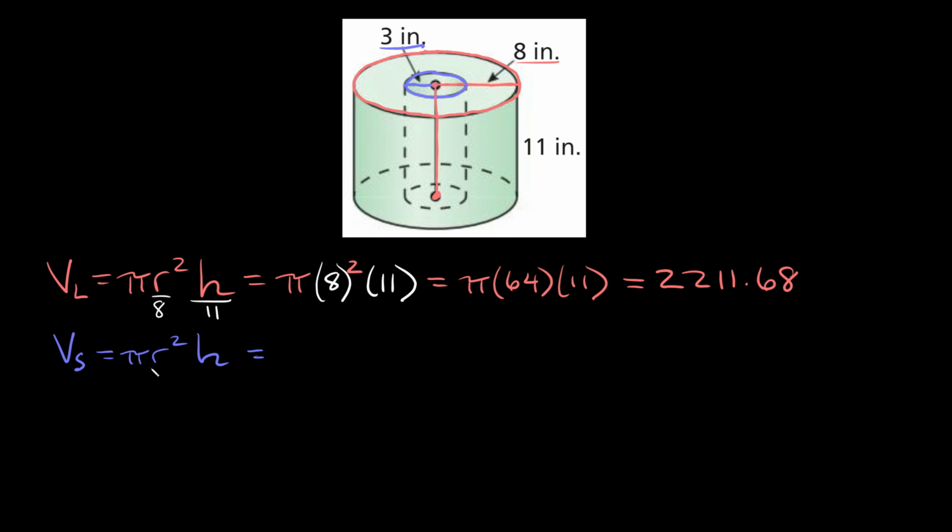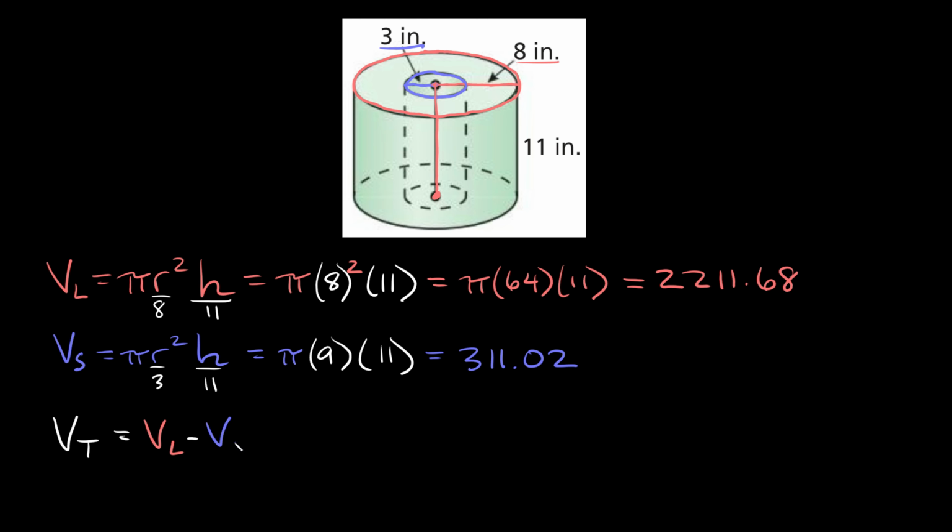All right, so let's identify r and h. So r, again, is going to be 3, and the height is still the same for both of them, right? It's also 11. So this is going to be equal to pi times the radius squared, so 3 squared, which is equal to 9, and then times the height, which is 11, all right? So then here, this is going to be equal to 311.02, okay?